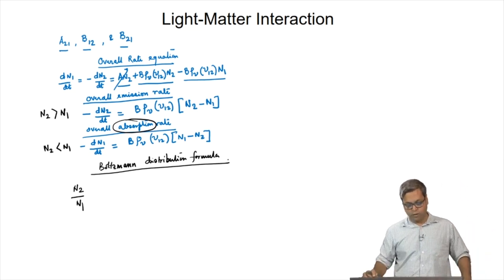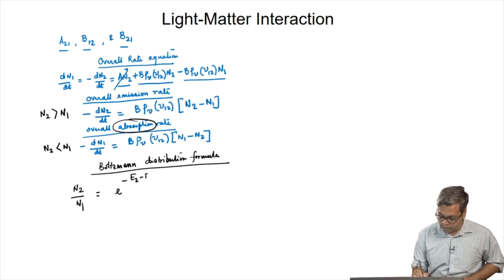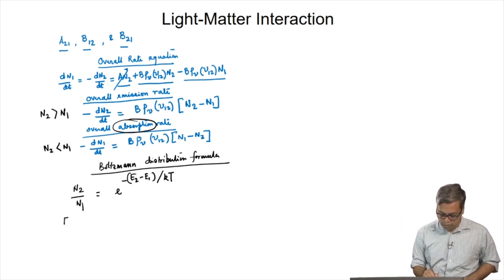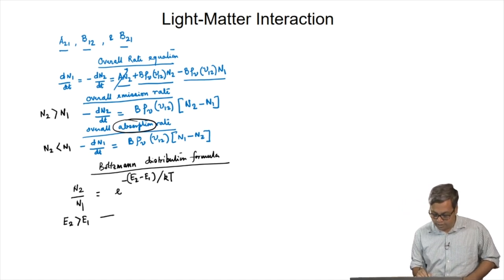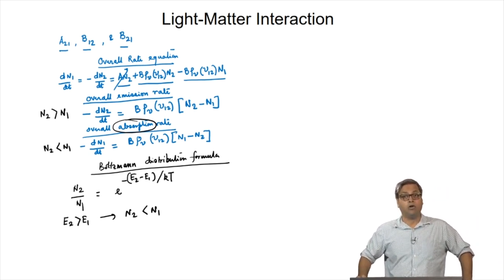So, this Boltzmann distribution formula tells us N2 by N1 equals e to the power minus (E2 minus E1) by kT. As we know that E2 corresponds to the energy of the higher energy level, so E2 is greater than E1. Under this condition we get N2 is less than N1. That is, the lower level is always more populated than the upper level. Thus, under ordinary condition of thermodynamic equilibrium, one would always get the absorption of light.